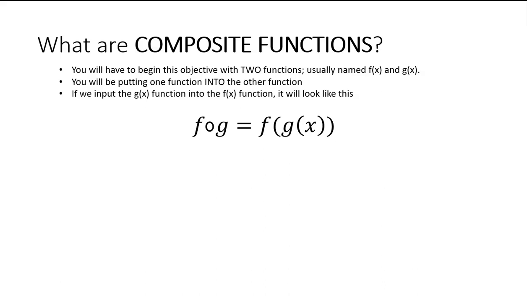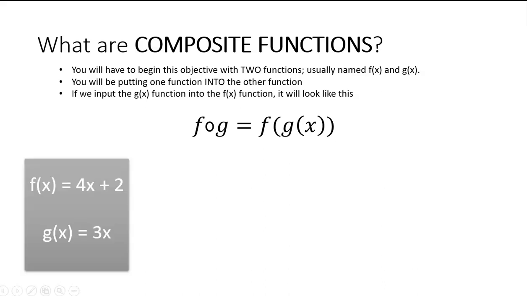If we input the g of x function into the f of x function, the denotation will look like this. You will notice that it says f with an open circle and g. This is not the same thing as the multiplication dot. This is an open circle. So this means f at the function of g. And there's another way to write it. We can write it with parentheses, and you will see here that f parentheses g of x is another way of saying f at the function of g.